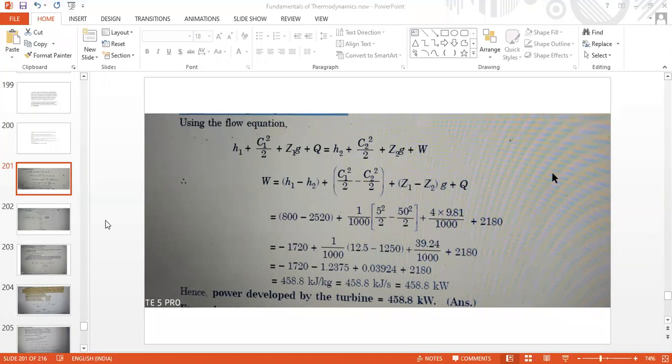Similarly, what are the power consuming devices, power taking devices? Name some examples of power consuming devices. That means the devices which require power.